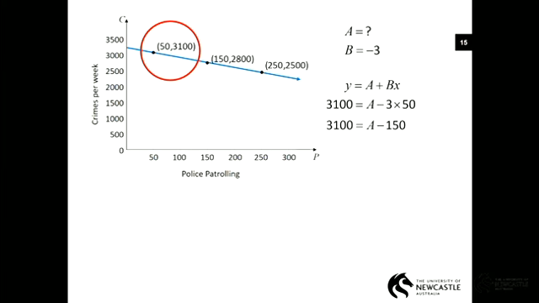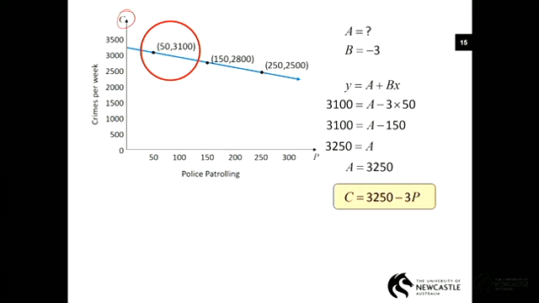3 times 150 is 450. Get rid of the minus 150 by adding 150 to both sides, which gives me A is 3250. So we've got our A and B, and hence we've got a formula. I replace the Y with the C, replace the X with a P, and it's telling me the crimes per week equals 3250 minus 3P.